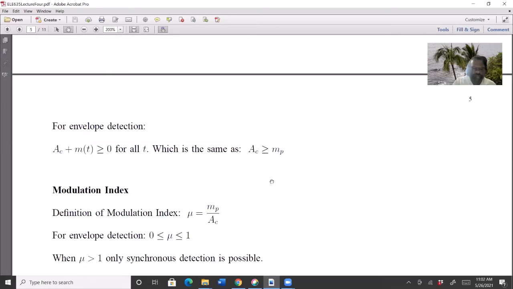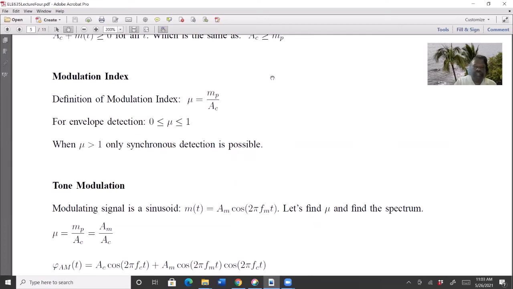Okay. Now, we have understood this line. So actually, the law is about the modulation index. The modulation index for AM large carrier is defined as the peak value of the message signal divided by A sub C. And we earlier said for envelope detection, A sub C has to be bigger than this. That translates to this condition.